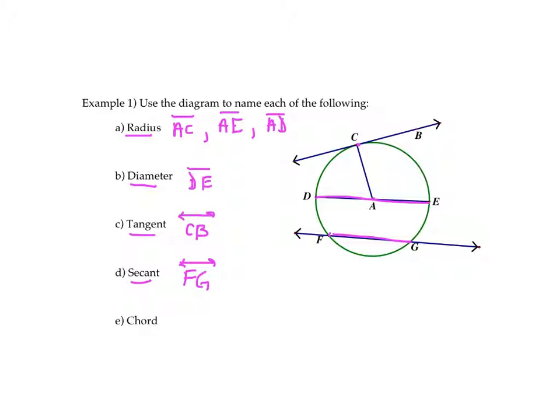Now, as far as chords go, we have a couple of possible answers here. Remember that a diameter is also a chord, so you could say line segment DE. That is definitely a chord. Let's clean that up. And you can also say line segment FG. Don't put the arrows on. We just want to talk about this portion of it and nothing else.